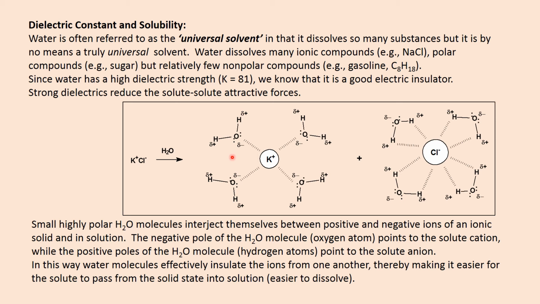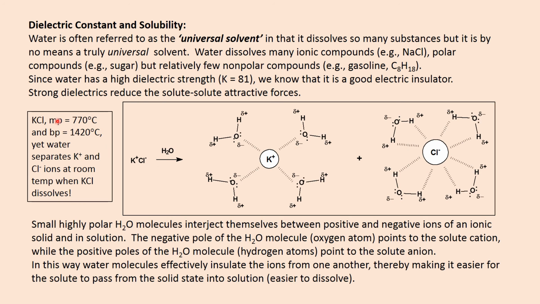To get some appreciation of the magnitude of this force, consider that the melting point of potassium chloride is 770 degrees C, and melting a salt won't even separate the charges. If I want to truly separate the ions, I'd have to bring it to the boiling point. In the case of KCl, that's 1420 degrees C. I'd have to heat this salt to over 1,000 degrees to separate cations and anions. Yet water will separate the potassium and chloride ions from each other at room temperature when it dissolves. Pretty remarkable.